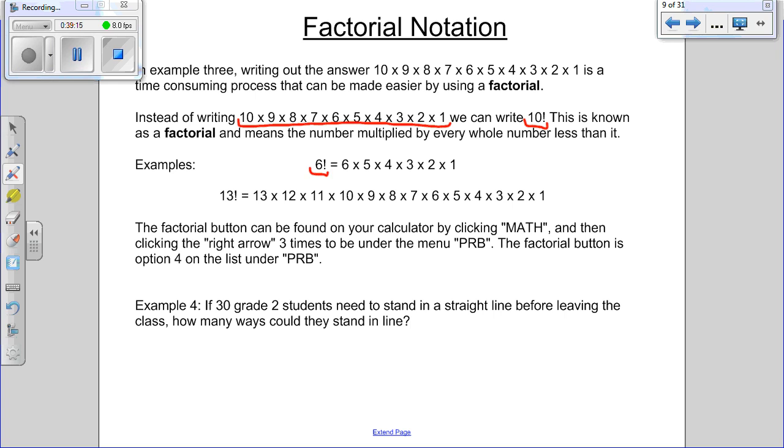The factorial button is in your calculator if you hit math. Then you click the arrow over to PRB, so you click it 3 times to the right. It'll be your 4th option. So if you wanted to do 10 factorial, you would go 10, and then math, over to that exclamation mark, hit it, hit enter, 3,628,800.